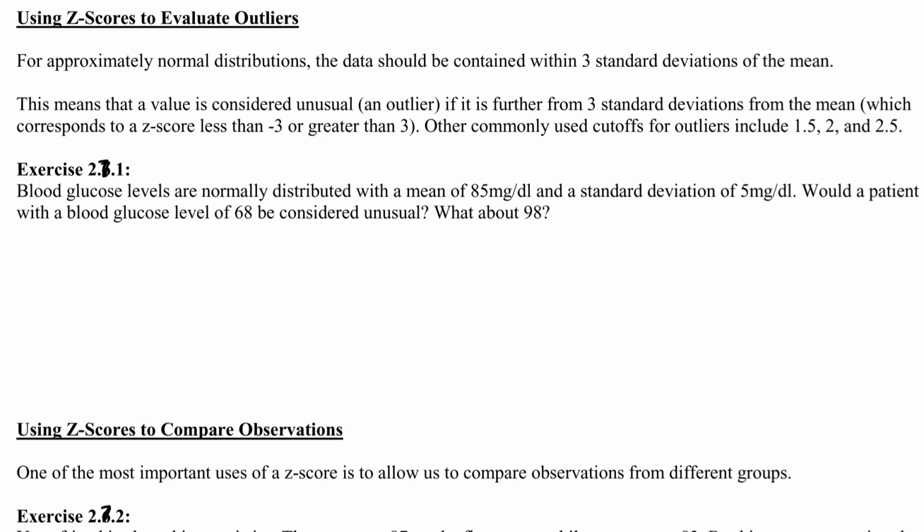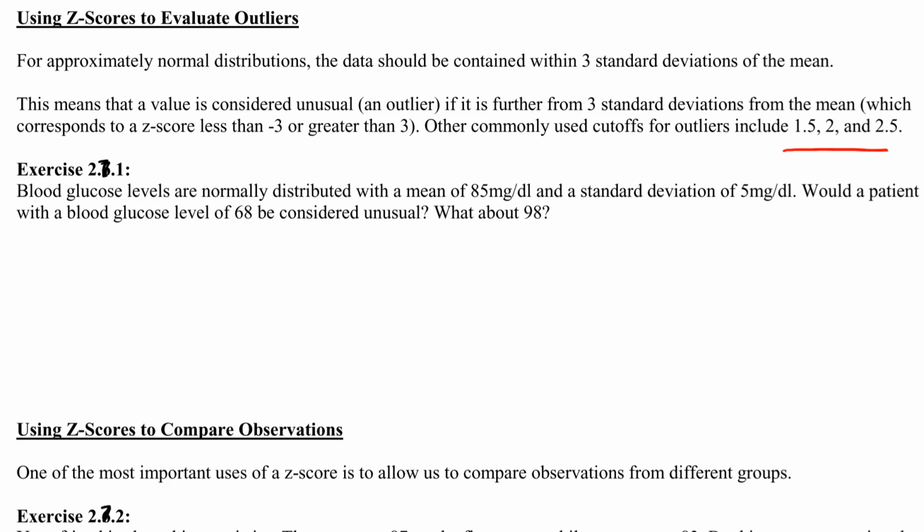Typically, a z-score of 3 or more is considered unusual, but other commonly used cutoffs are 1.5, 2, and 2.5. It's very arbitrary here. It's not as set in stone as that 1.5 criterion for the fences. So people will use different things here.